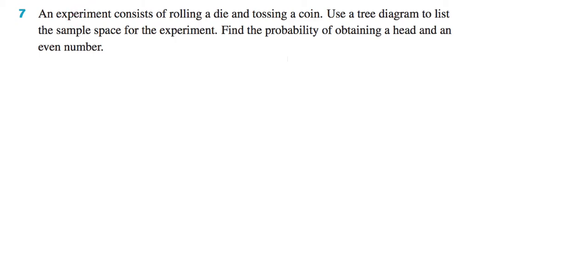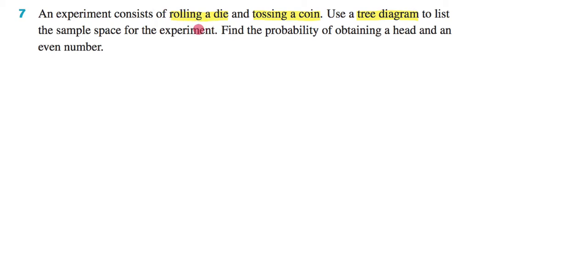Okay, so we're on exercise 9C, question 7, which reads, an experiment consists of rolling a die and tossing a coin. Use a tree diagram to list the sample space for the experiment. Find the probability of obtaining a head and an even number. Well, let's not worry about this second part for the moment, and let's just construct our tree diagram.